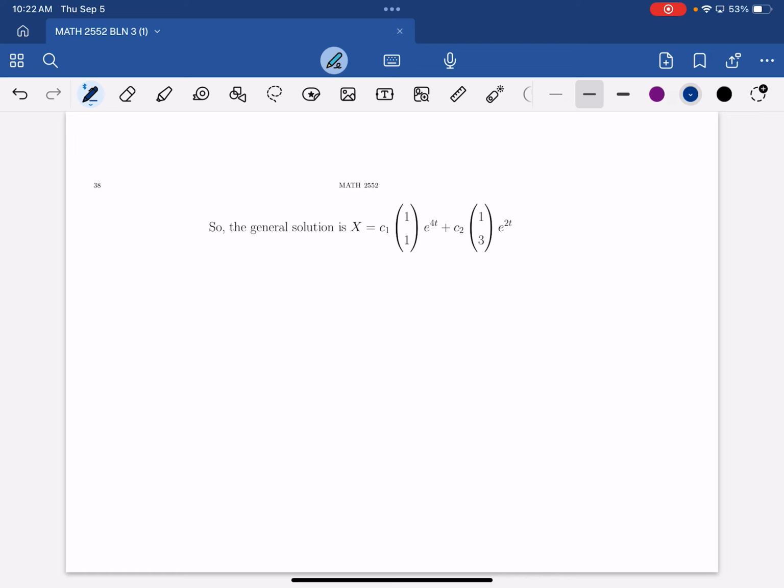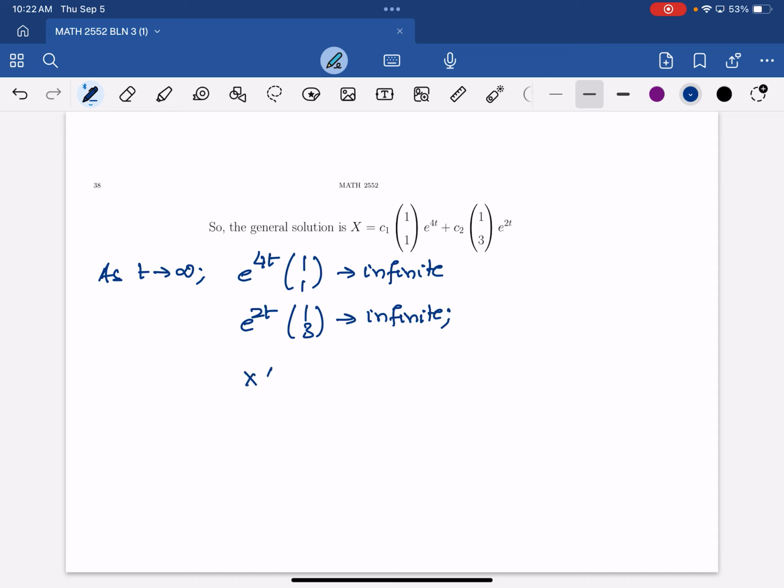So now as t goes to infinity, what happens? e to the 4t times (1, 1) becomes infinite. And e to the 2t times (1, 3) also becomes infinite. So your x of t, the solution, also grows and becomes unbounded. So the solution also becomes infinite. Do you agree with me on that?